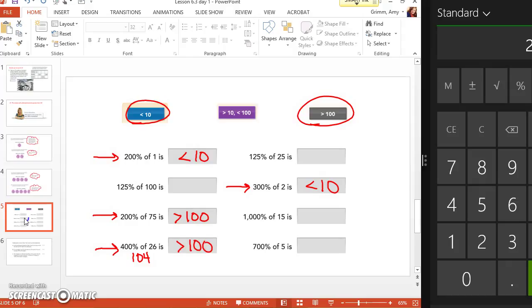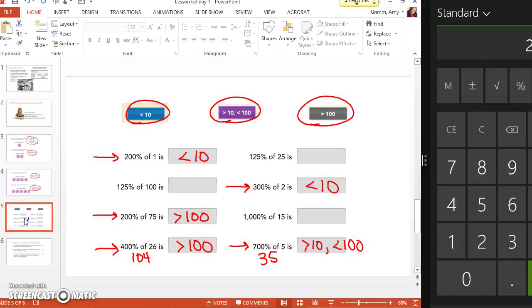All right, let's go to the next hardest one. 700% of 5. 35, good. You guys are getting better at this, right? Because you have 5, 7 times, which would be 35. And 35 would be what? Greater than 10 but less than 100.